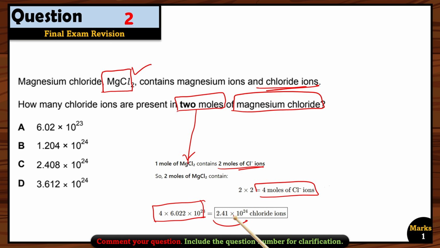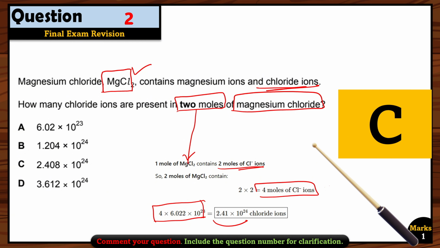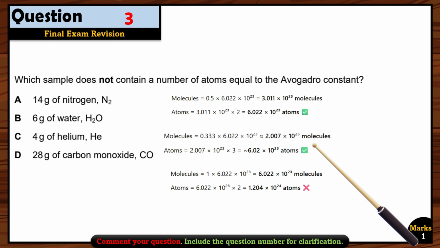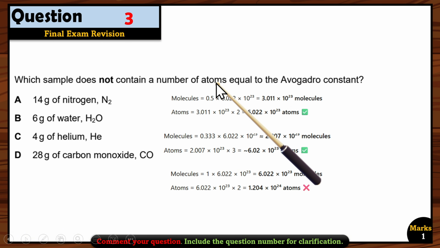So which option is correct? Sorry, option C, 2.41. Option C is the correct option. Okay, question number 2. Which sample does not contain a number of atoms equal to Avogadro's constant? So these are all the different options given over here.